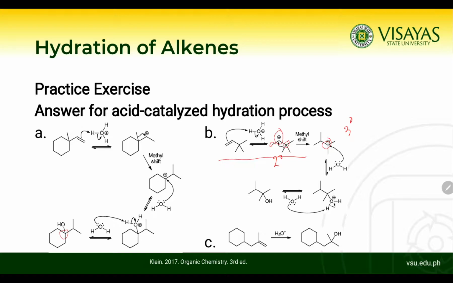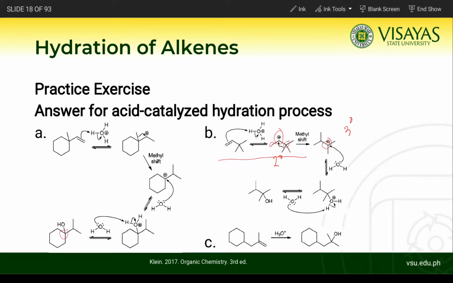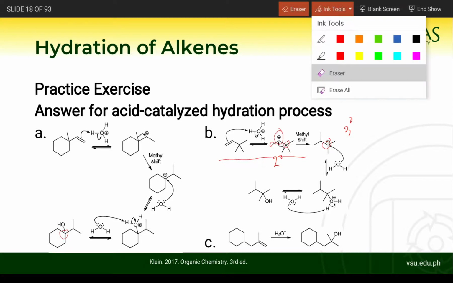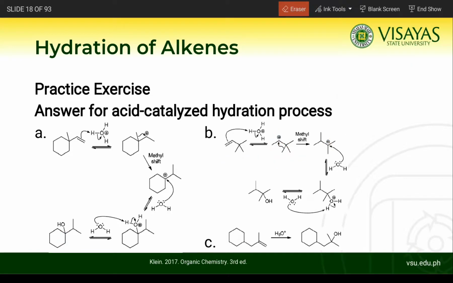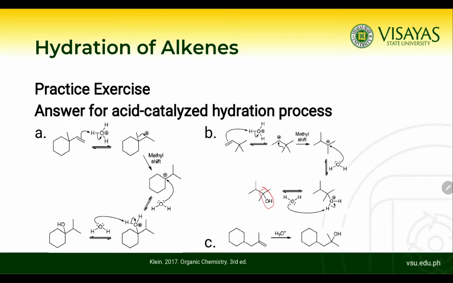So, a methyl shift occurs in letter B because we are forming the more stable carbocation. That is why, in the final product, we have the OH bonded in that carbon. So, instead of the OH being bonded in here, because a methyl shift has occurred, we now have the hydroxyl bonded in that carbon. So, we have different products in this example, depending on whether acid-catalyzed hydration or oxymercuration demercuration is followed.